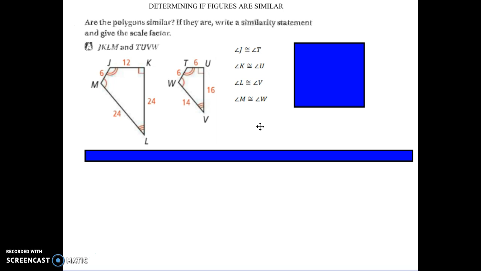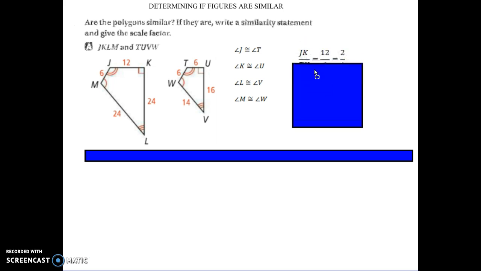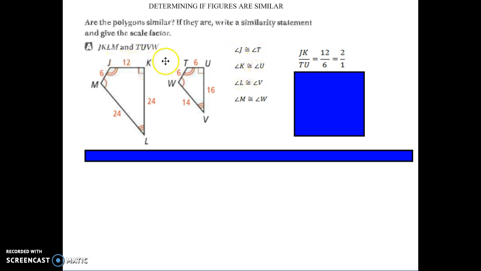If that doesn't happen in your picture, then you can automatically say that they're not similar. Okay, now we have to go and see what the side lengths have, because again, we need to make sure they all equal the same ratio. So the first thing I'm going to do is JK over TU. So JK is 12, TU is 6, 12 over 6 simplifies to 2 over 1. So our ratio right now is 2 over 1.